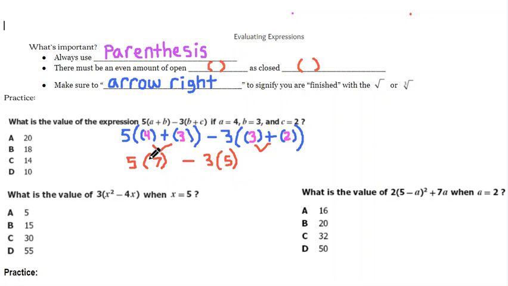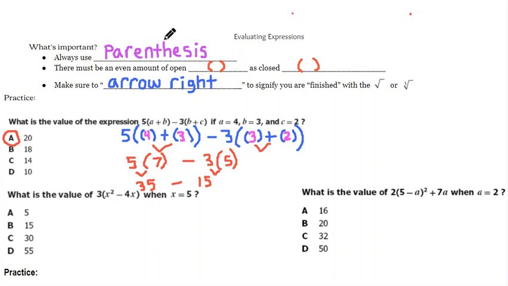Now I'm left with 5 times 7 minus 3 times 5. Order of operations tells me I need to multiply before I can subtract. So 5 times 7 is 35. 3 times 5 is 15. And then I can bring down this minus sign. So now I'm just left with 35 minus 15, and 35 minus 15 is 20. So that would be A, 20.